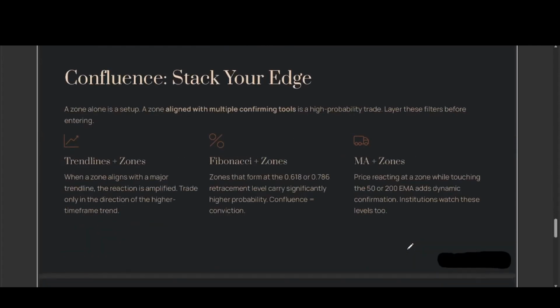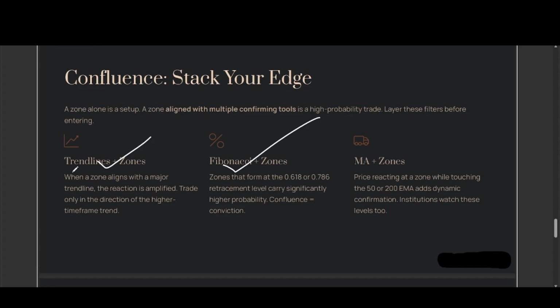If you didn't like that strategy, here are a few other strategies which you can build on your own using this. First is trend line plus supply and demand zone. Second is Fibonacci plus supply and demand zone. Third is moving average plus supply and demand zone.